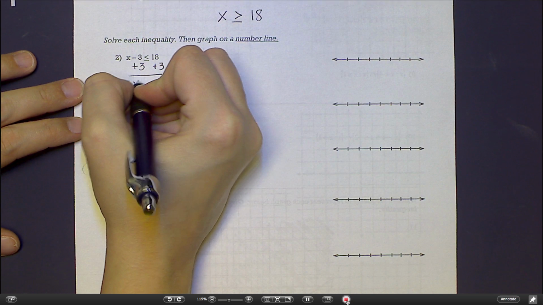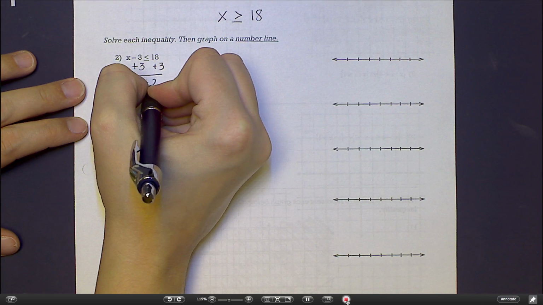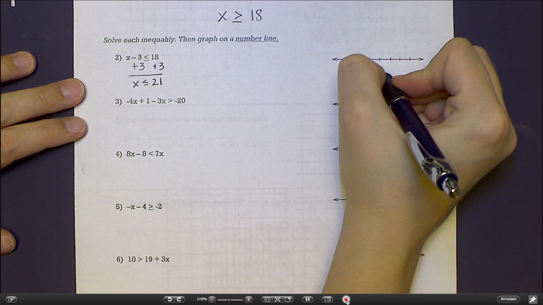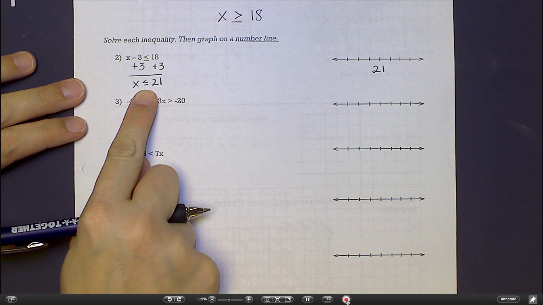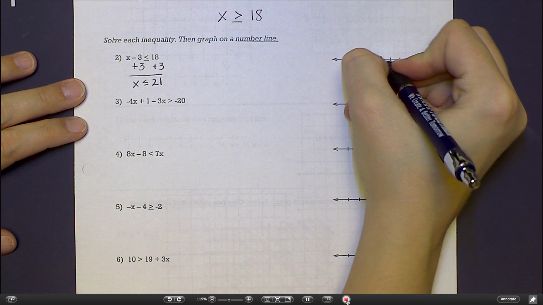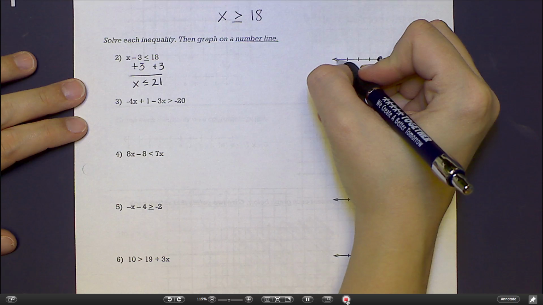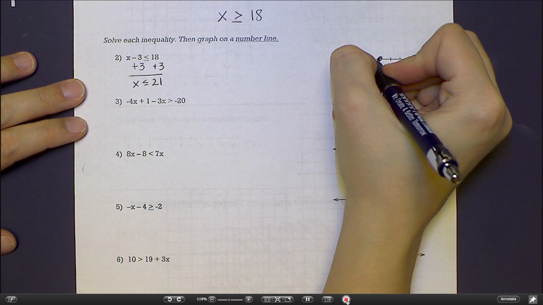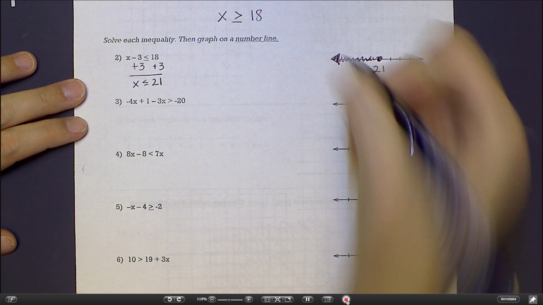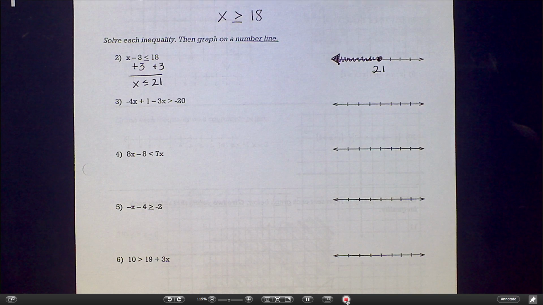and end up with x is less than or equal to 21, which means on a number line I would want to stick 21 someplace. I'm going to use a closed circle because of that equal bar there. And then less than would be shaded to the left. So you want the left half of the number line, including the arrow, to be shaded. So that's what that one would look like.